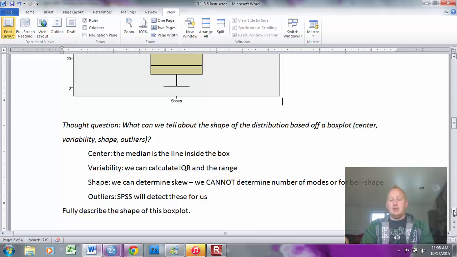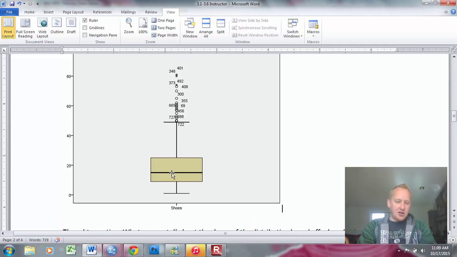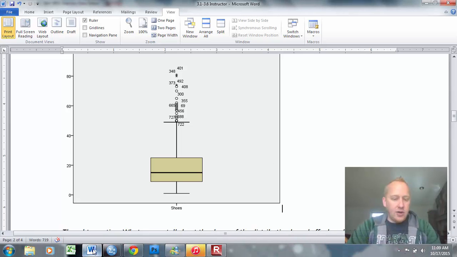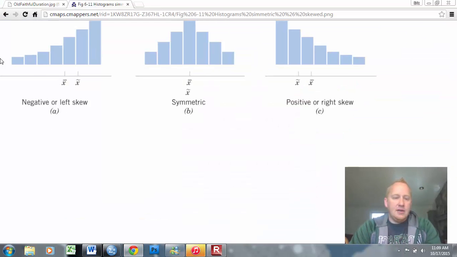The shape. Can't really tell a ton using a box plot. The next graph that we'll talk about is a little bit more powerful when it comes to shape. But we can determine the skew. So this is obviously not symmetric. If I draw a line down the middle, and here the middle is just the median, this side doesn't look anything like this side. So this is either skewed left or it is skewed right. If I go back to this graph, skewed left, the data values to the left are more spread out. Skewed right, the data values to the right are more spread out.